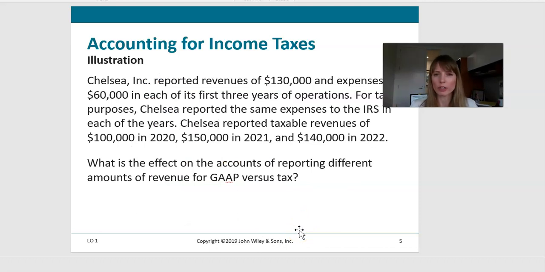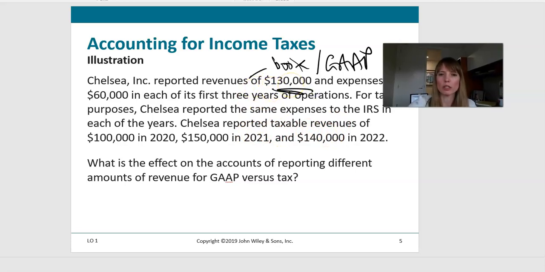Chelsea Inc. reported revenues of $130,000 and expenses of $60,000 in each of its first 3 years of operations. So when we're talking about reporting revenues and expenses, we mean this is the book income. This is book or GAAP. For tax purposes, because tax rules are different from GAAP, Chelsea reported the same expenses to the IRS, but the revenues were different. So what can we infer by this? If Chelsea is reporting revenues of $130,000 in year one under GAAP and $100,000 in year one under tax, that $30,000 difference must mean something happened in year one, 2020.